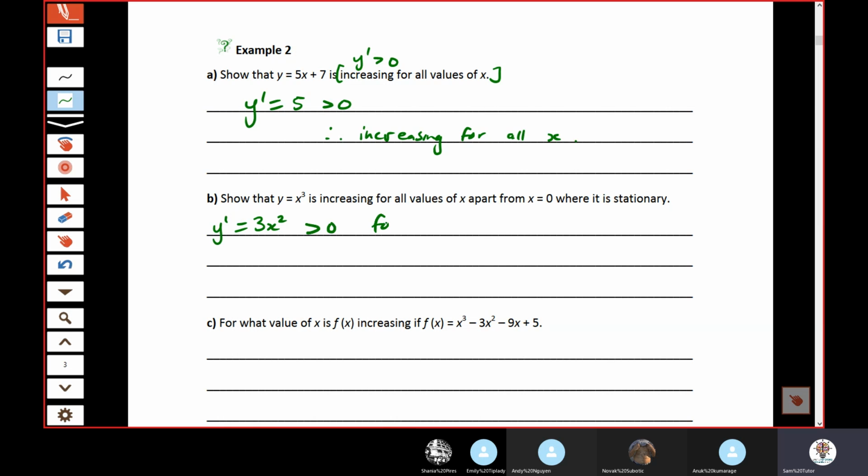Greater than 0 for all x except x equals 0, since at x equals 0, y dash equals 0, therefore stationary.